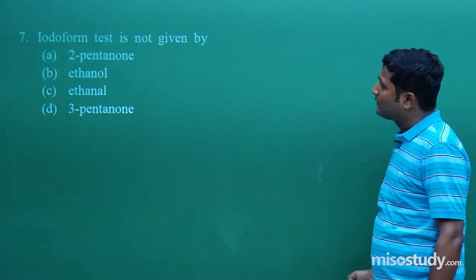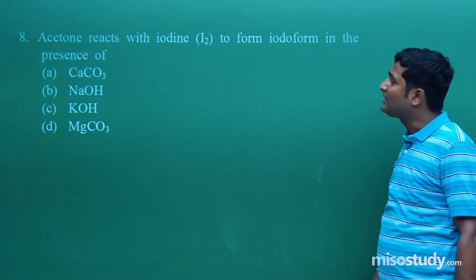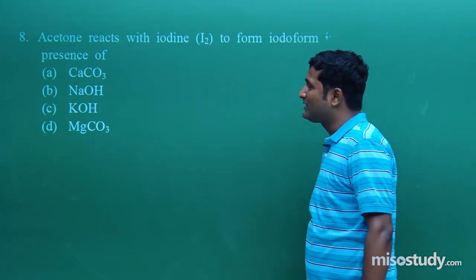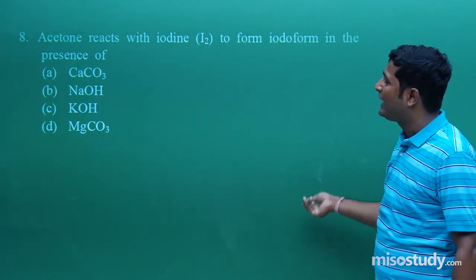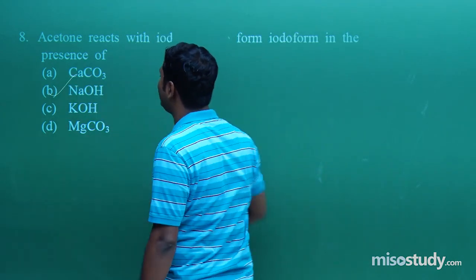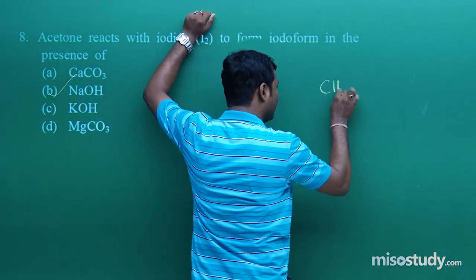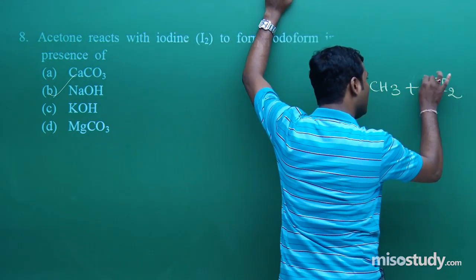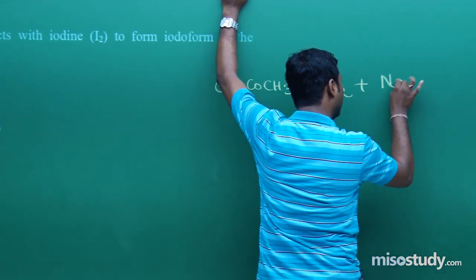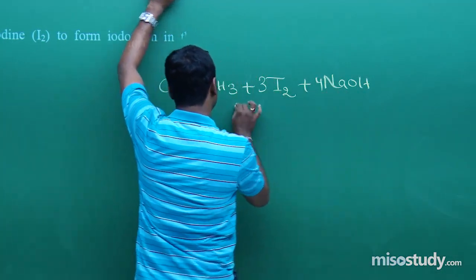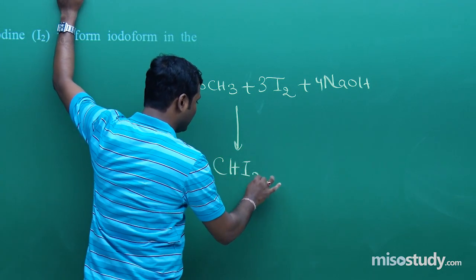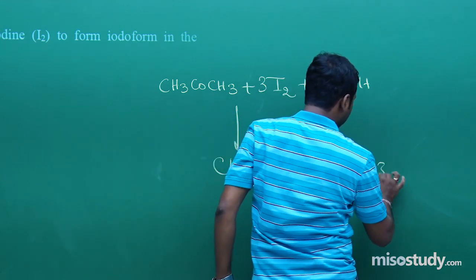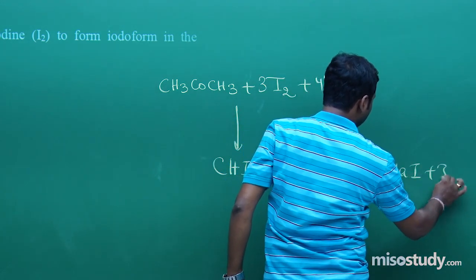Now, question number 8. Acetone reacts with iodine to form iodoform. It is very simple. Acetone reacts with iodine to form iodoform in the presence of a base. Remember this? CH3COCH3 plus I2 plus NaOH gives you CHI3, CH3COONa, plus NaI plus H2O.